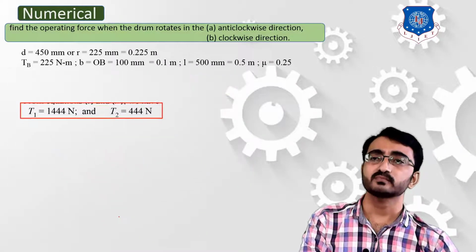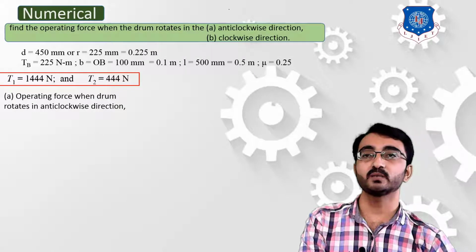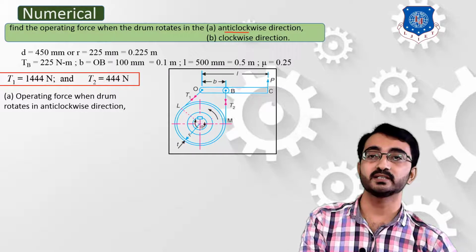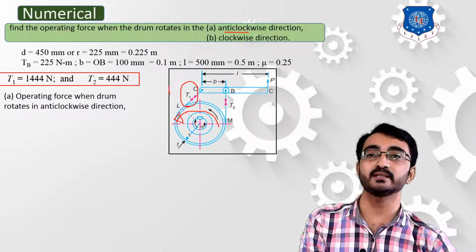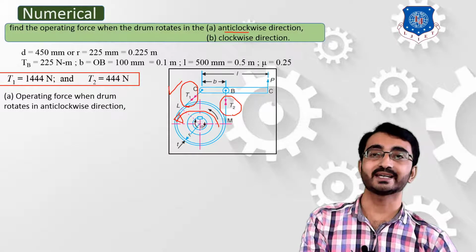Now let's consider the first condition, when the drum is rotating in an anti-clockwise direction. If you consider that this drum is rotating in an anti-clockwise direction, in that case your maximum tension T1 should be applied on this side, and your T2 will be applied on the second side. Now the equation of moment is about this O point.